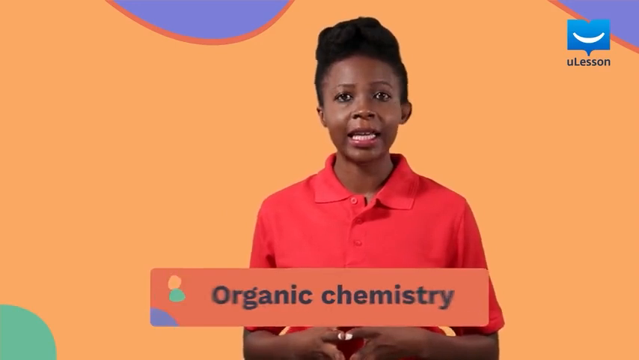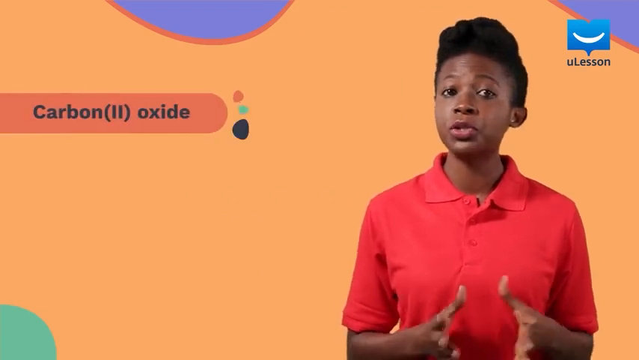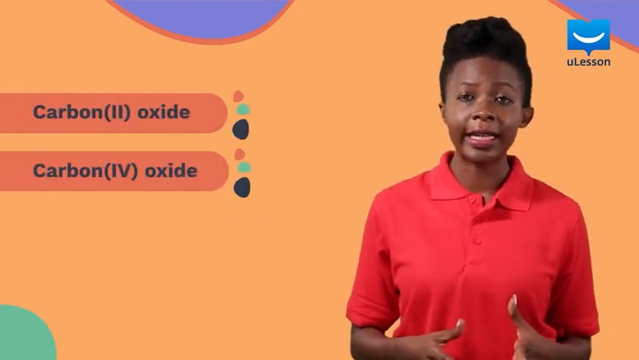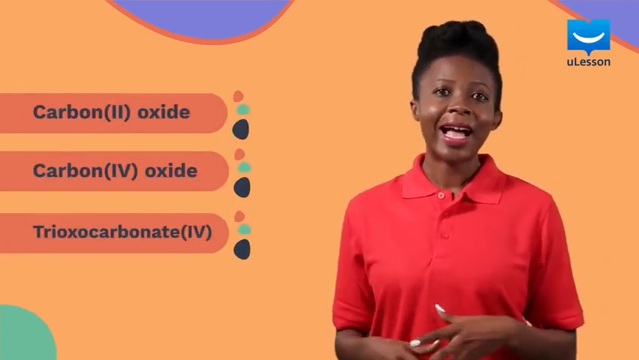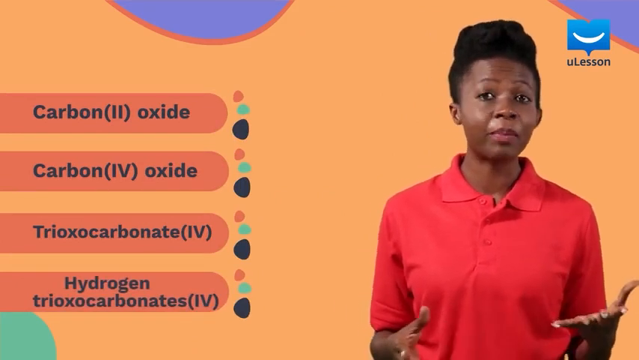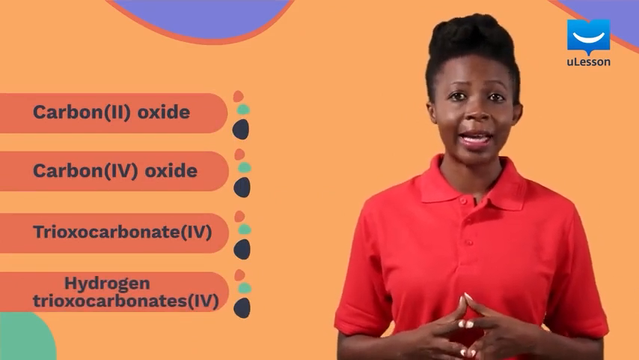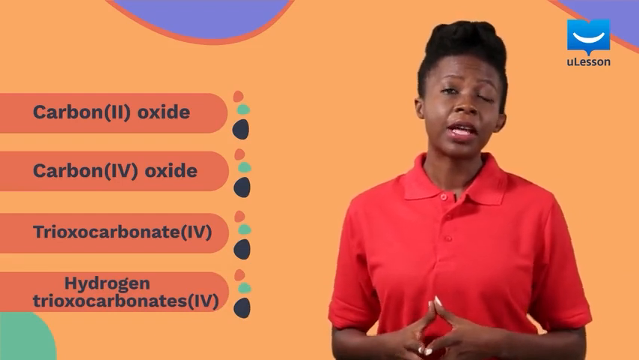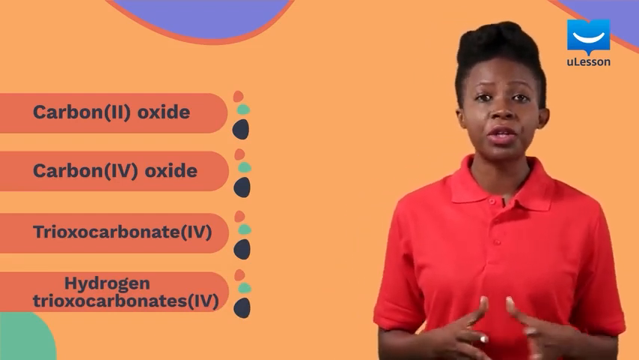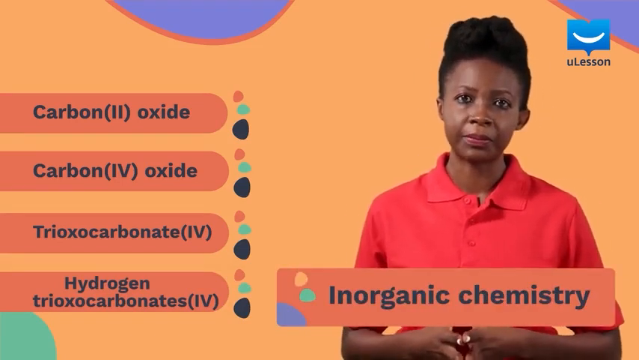Due to the numerous number of organic compounds containing carbon, a particular branch of chemistry was carved out to study compounds of carbon. It is known as organic chemistry. However, it is important to note that the study of some of its compounds, such as carbon(II) oxide, carbon(IV) oxide, the trioxocarbonate(IV), and hydrogen trioxocarbonate(IV) of metals does not fall under organic chemistry. Rather, they fall under another branch of chemistry known as inorganic chemistry.